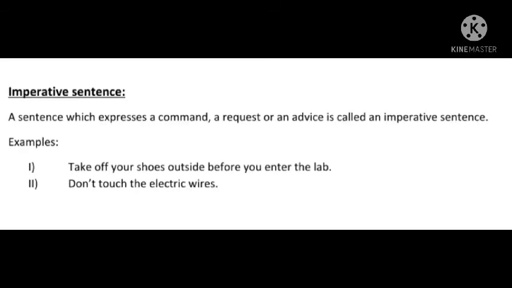What is an imperative sentence? A sentence which expresses a command, a request, or an advice is called an imperative sentence. For example, take off your shoes outside before you enter the lab. Don't touch the electric wires. Come here, go there. All these examples are of imperative sentences.